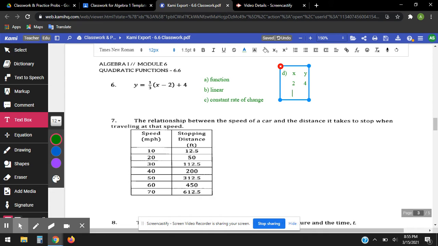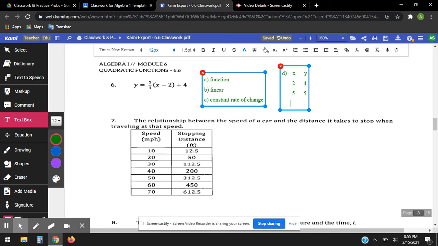Let's do something that's going to multiply by 3 nicely. Let's do 8. 8 minus 2 is 6, nope, 7 is 5, 6. 6 minus 2 is 4. 5 minus 2. There we go. 5 minus 2 is 3. A third of 3 is 1. 1 plus 4 is 5.